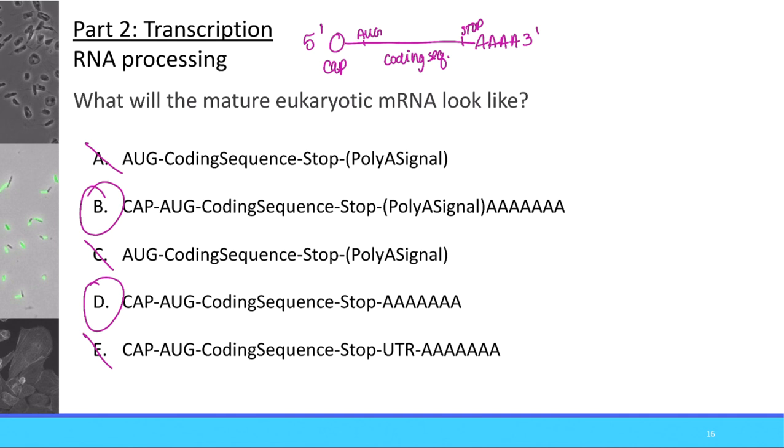So we have made it to the process where we now have a mature eukaryotic mRNA. For our bacterial and archaeal friends, all they had to do was go through transcription. They didn't have to go through any of this RNA processing. So when we come back in part 3 of this video, we're going to talk about how we take our mature mRNAs, whether eukaryotic or prokaryotic, and how we translate those.